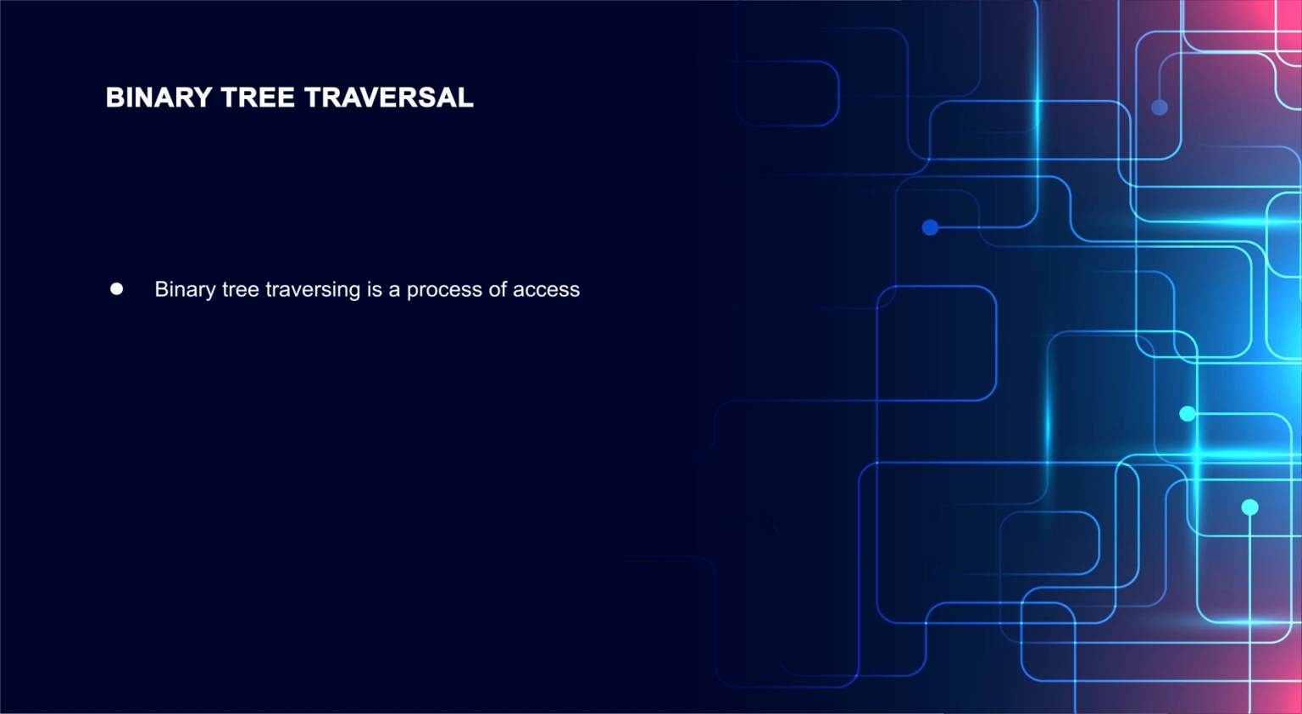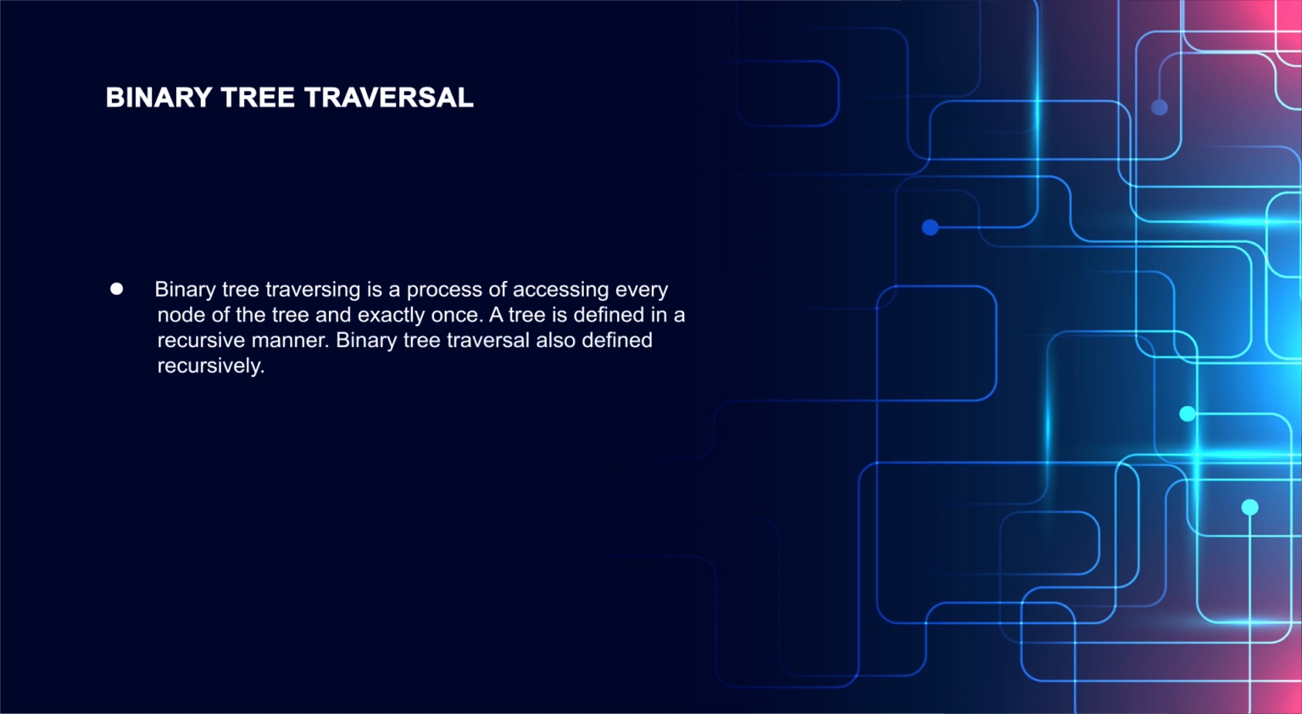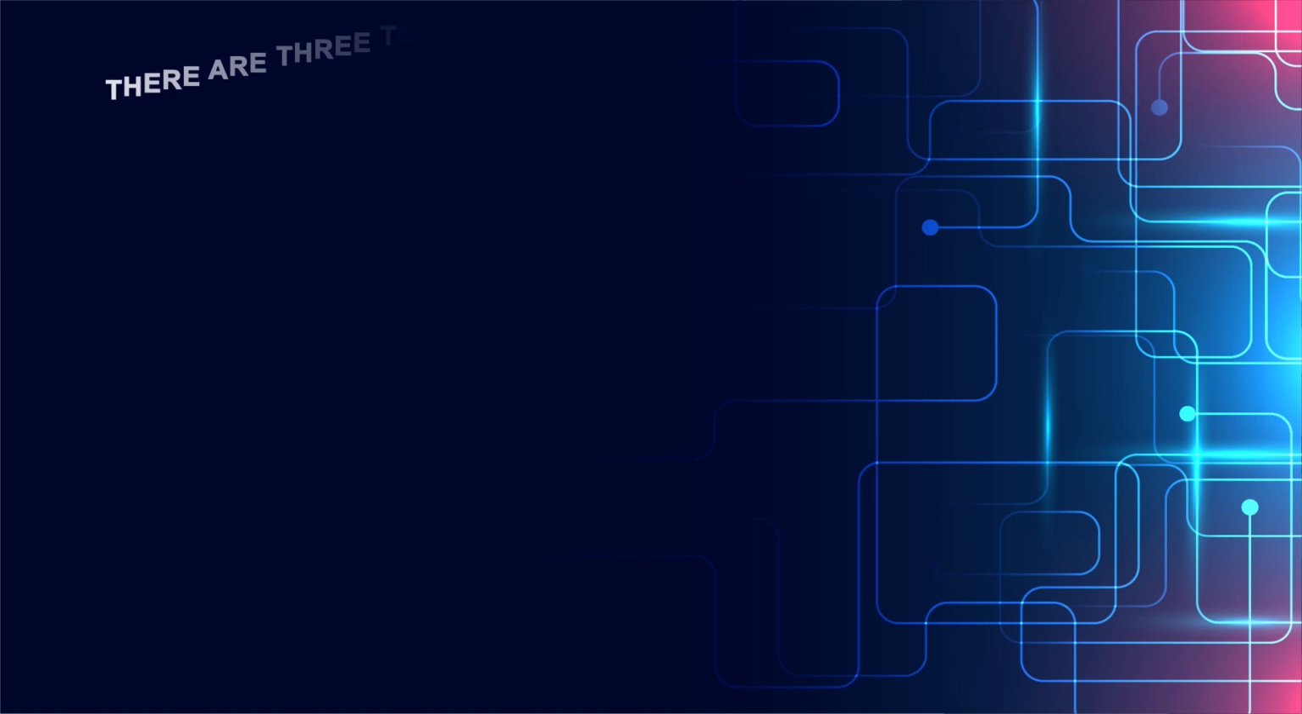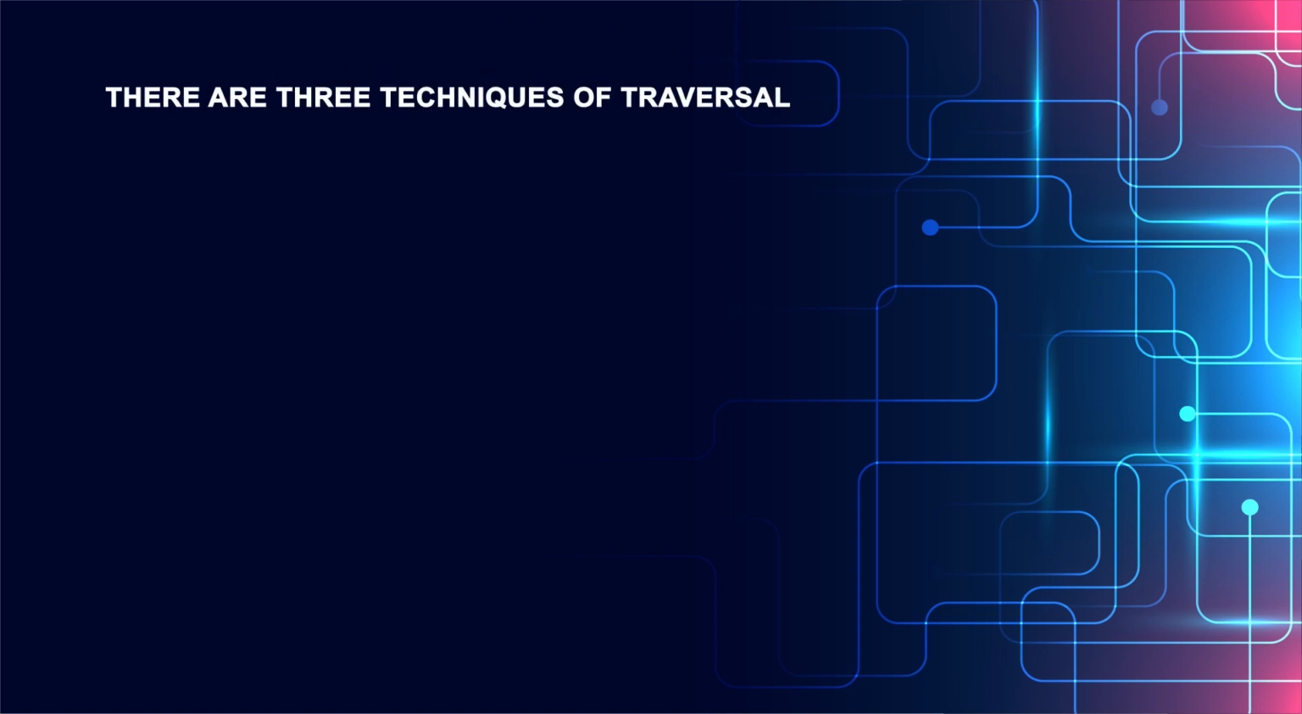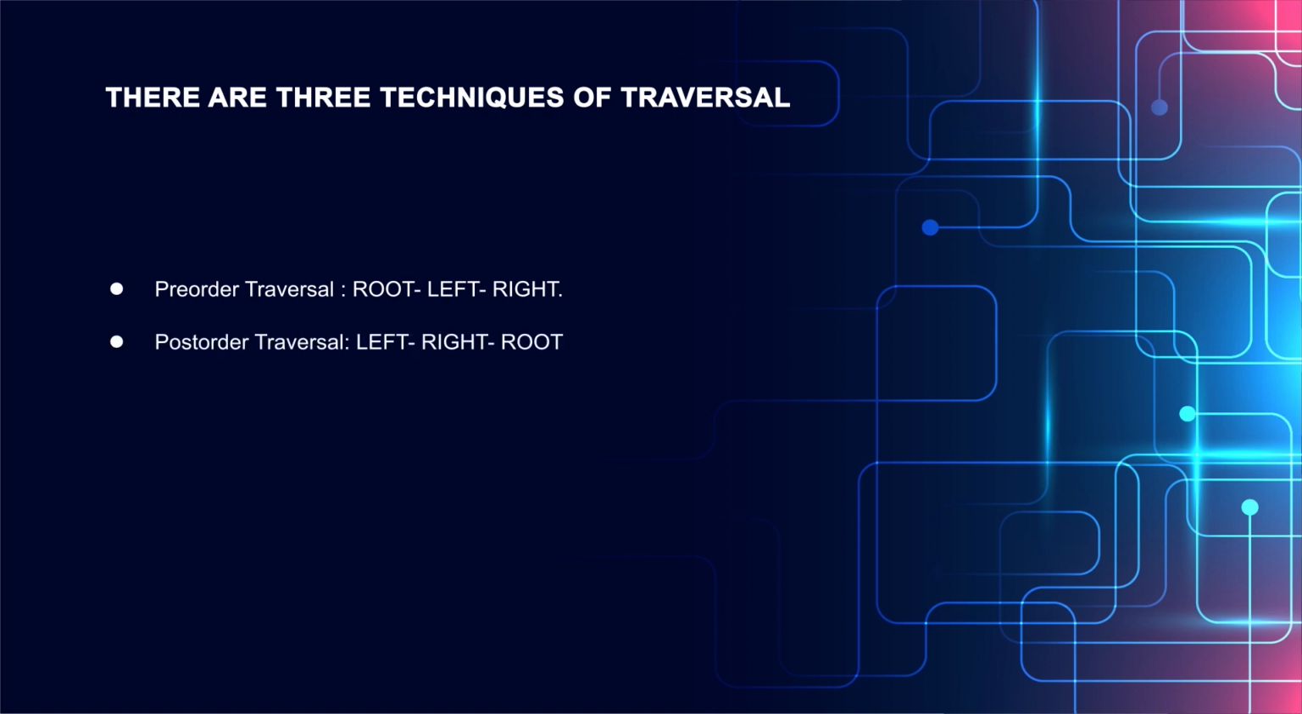Binary tree traversal is the process of accessing every node of the tree exactly once. A tree is defined in a recursive manner, and binary tree traversal is also defined recursively. There are three techniques of traversal. The first one is pre-order traversal, next is post-order traversal, and the last is in-order traversal.